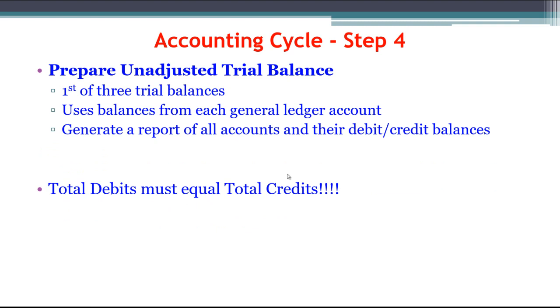Which brings us to the next step, where we would be preparing the unadjusted trial balance, which is essentially taking a look at every individual account in the general ledger, pulling the balance over to this report. So this report only shows the final balance of any individual account. It might have a debit balance or it might have a credit balance. It cannot have both at the same time. So we'll see what we mean by that in just a bit. The total debits from all those accounts that end up on the debit side must equal the total credits from all of those that end up on the credit side.